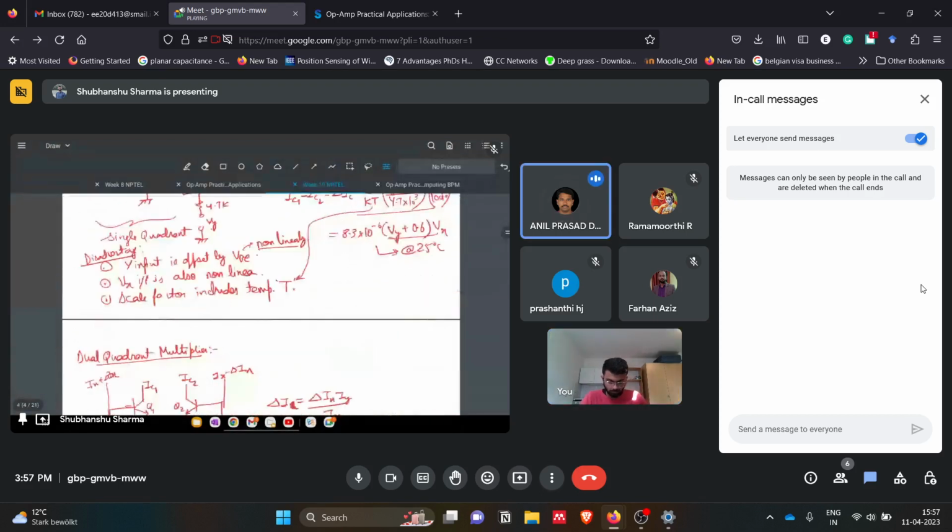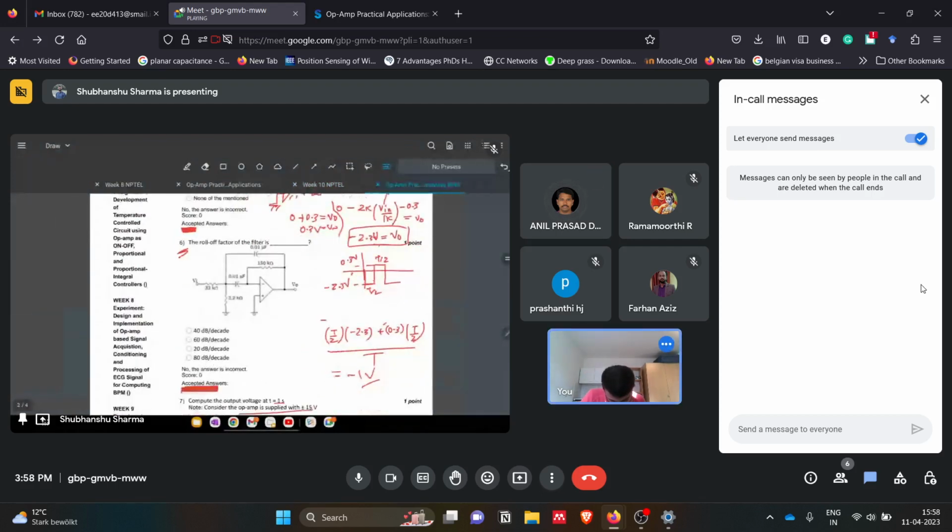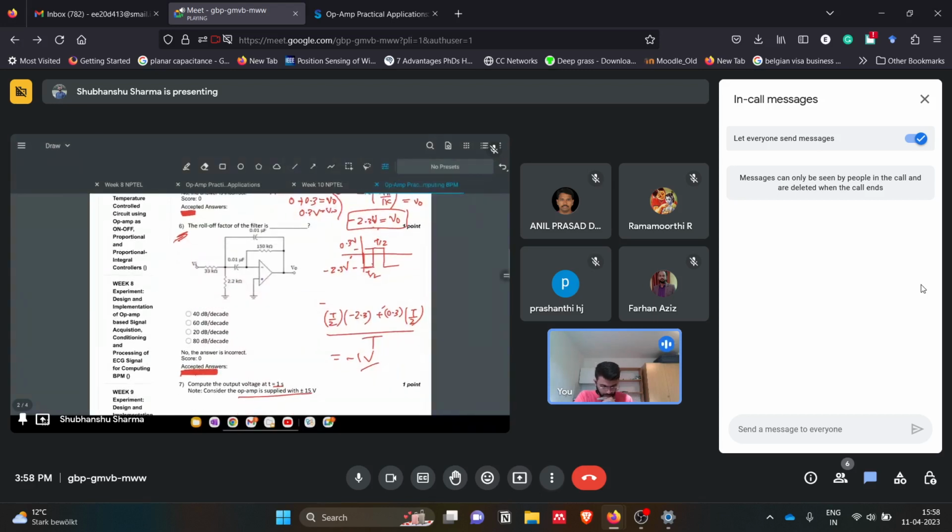Sir, 6 also, sir. Follow. Okay, the roll-off factor of the filter is... I think somebody simulated this question and they were able to get 20 dB. I tried with a transfer function. My transfer function was becoming complicated, but in the end you can solve this using a transfer function. Okay, let me see whether I have the solution or not.